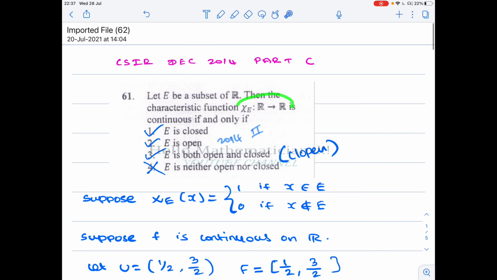Therefore, the function chi_E is continuous if and only if E equals empty or E equals R. If you take any other choice of E, then chi_E won't be continuous.